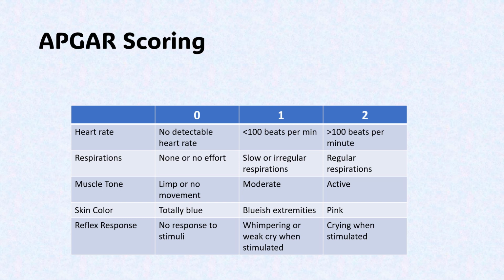Here is the scoring system for each variable. Almost all infants will lose 1 point for color. However, many providers are superstitious about ever giving an infant an APGAR score of 10.